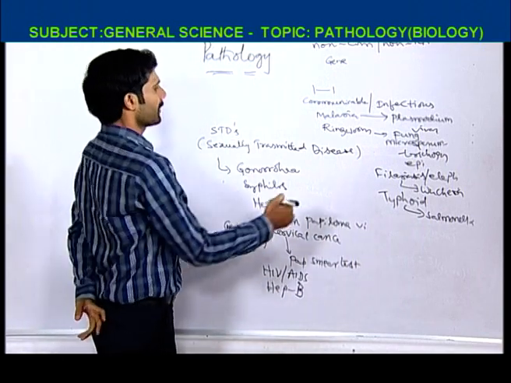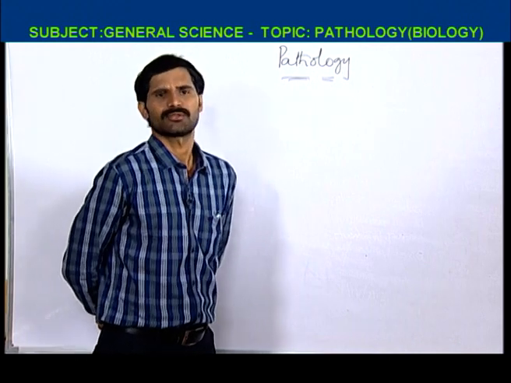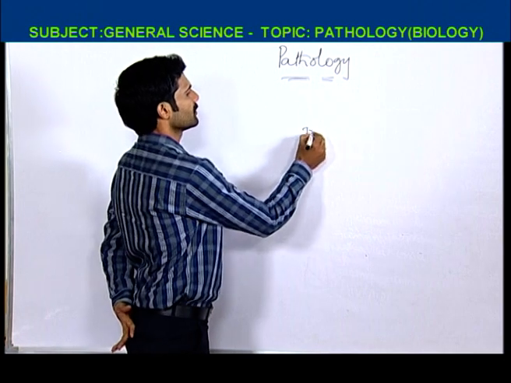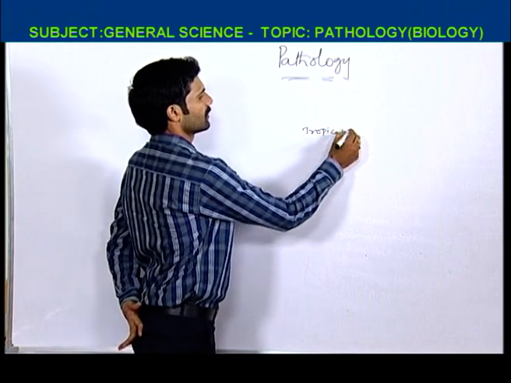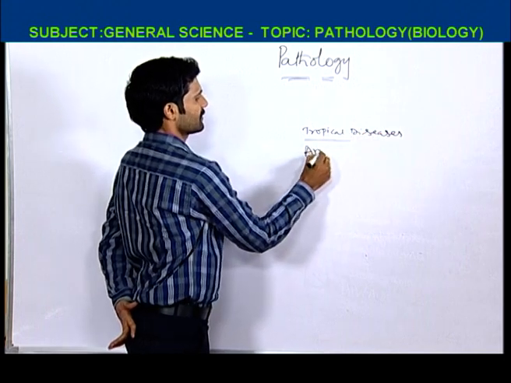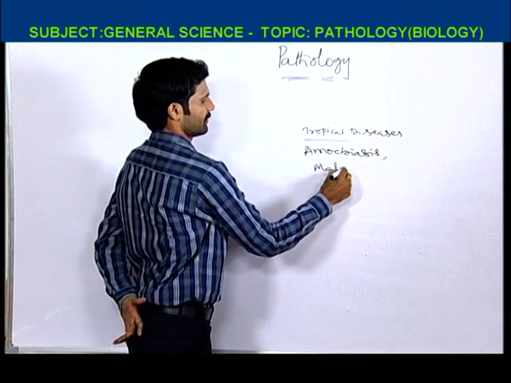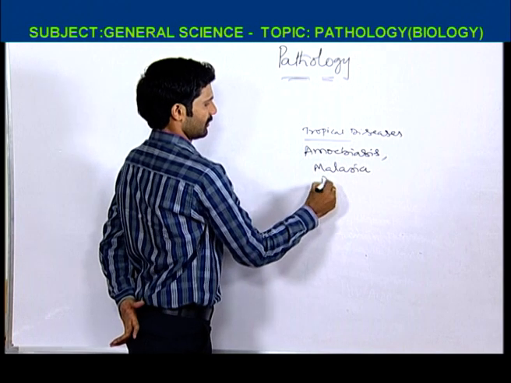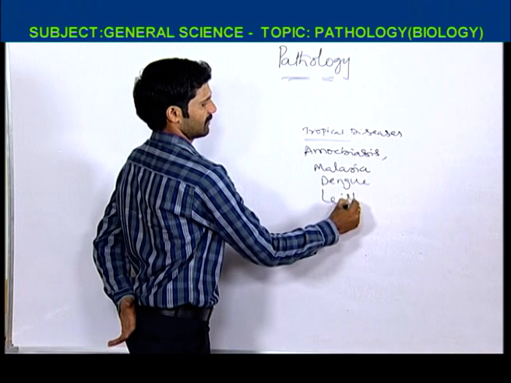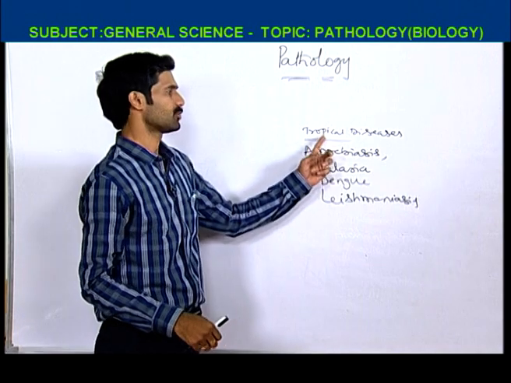Next, types of diseases. Some diseases are confined to tropical regions or tropical areas and are considered tropical diseases. For example, amoebiasis, malaria, dengue, leishmaniasis, etc. are considered tropical diseases.